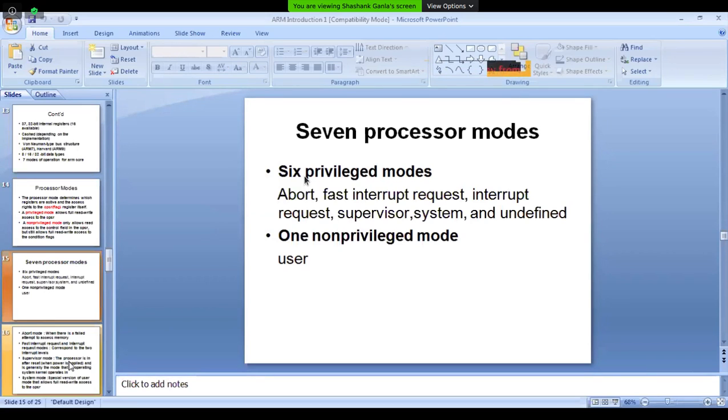Is this understood? Please let me know. Did you understand what is abort mode?